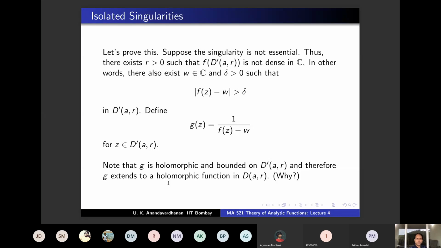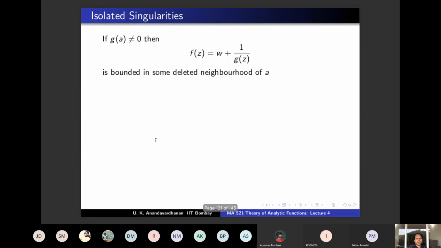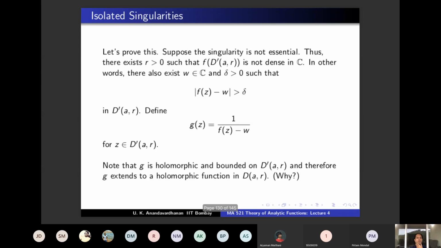If g(a) is not 0, then what is f(z)? f(z) minus w is 1 by g(z), and f(z) will be w plus 1 by g(z), and g(a) is not 0, so even at a that makes sense. So if g(a) is not 0, then f(z) equal to w plus 1 by g(z) makes sense in some deleted neighborhood of a. Why is this bounded? Because what do you know about g?